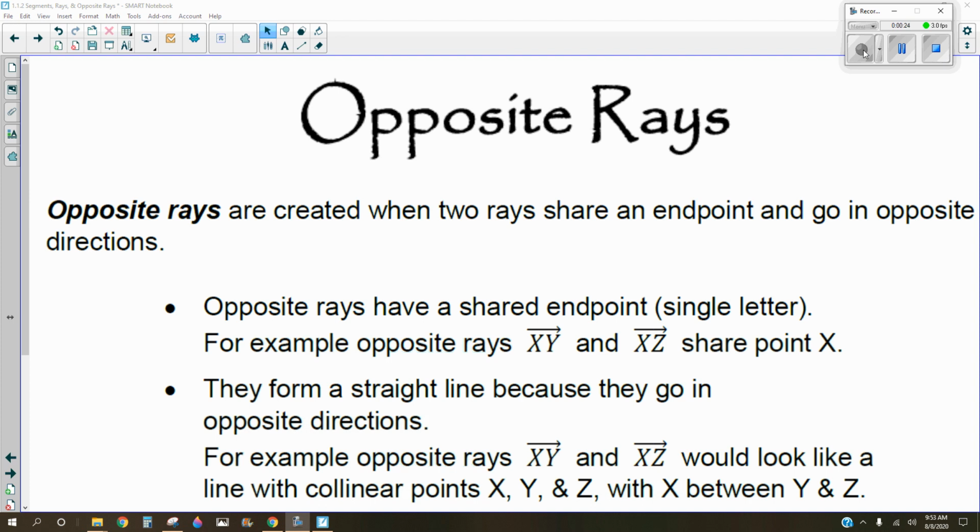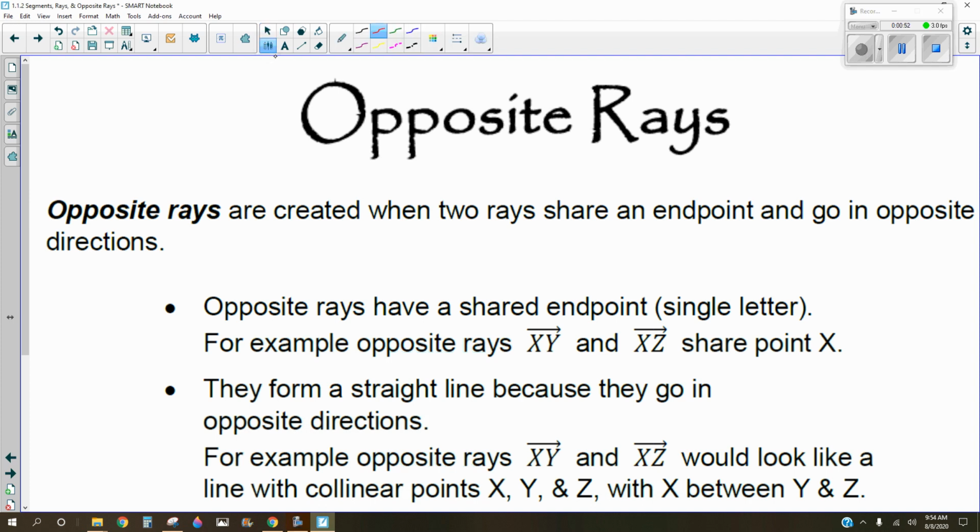The idea of opposite rays: they are created when two rays share an endpoint and go in opposite directions. Now we all know what the word opposite means. Up, down, left, right. It goes 180 degrees the other direction. So it's not at an angle, it is completely the other direction, is opposite.